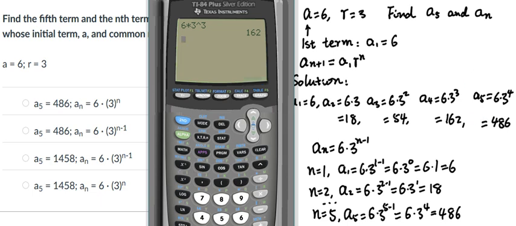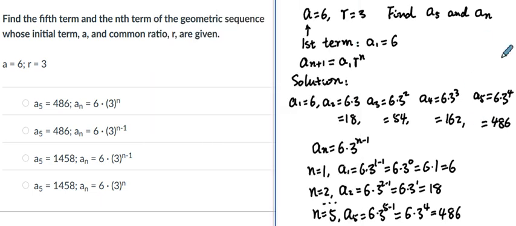Similarly, we can do a5. That's 6 times 3 to the 4th. The answer is 486. 486 divided by 162 is the common ratio of 3. 486 divided by 162 is 3.